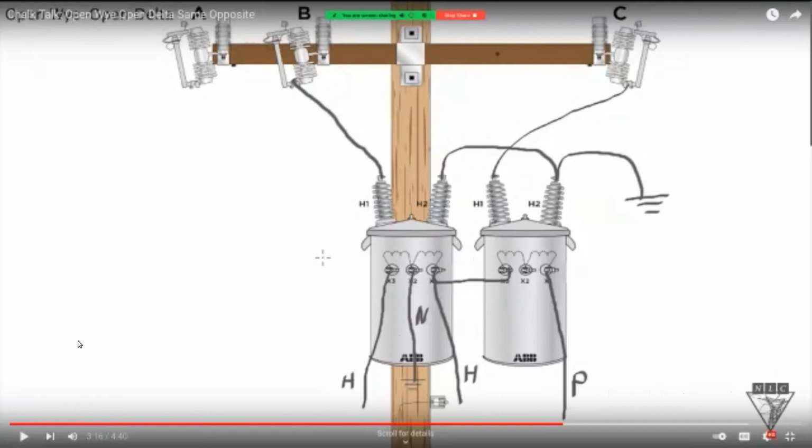2 services go to the left, feed 2 homes. 1 service goes to the right, feeds a 3-phase motor over here. You can feed them all from one spot. Because houses aren't 3-phase? Not anymore. They used to be. That is a good question.